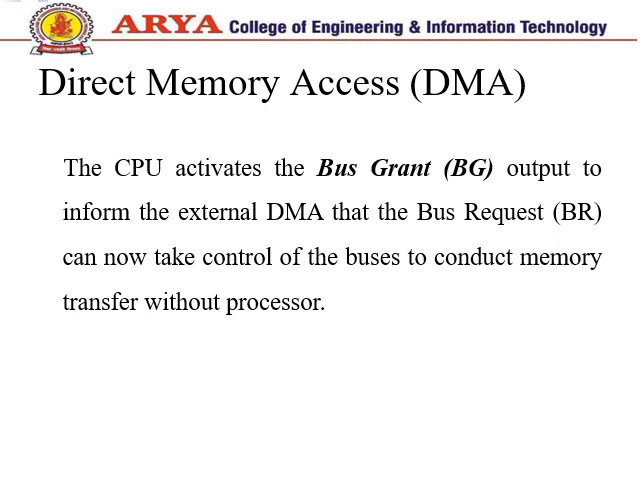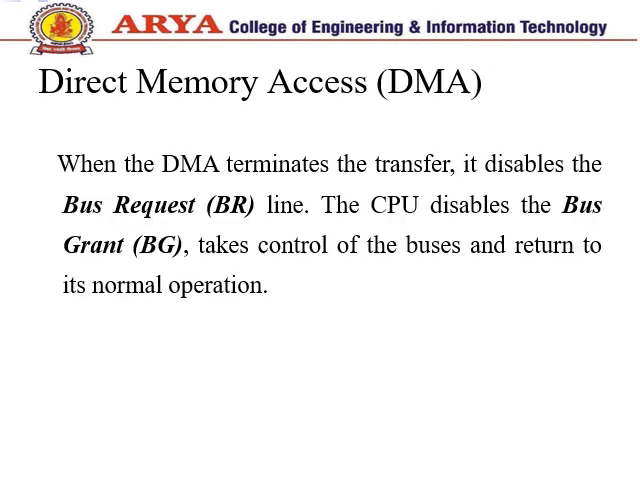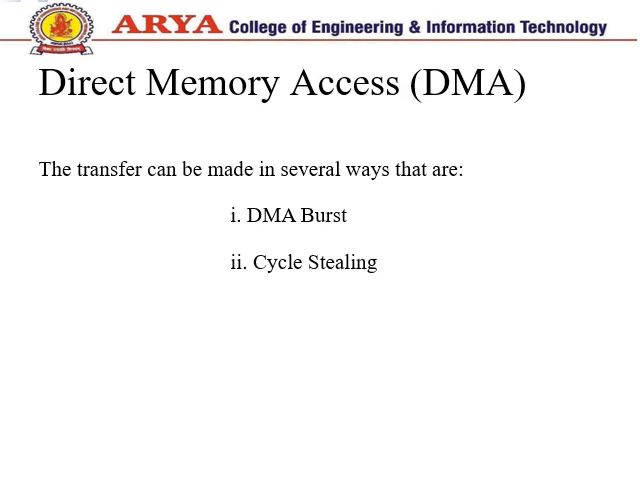The CPU activates the bus grant output to inform the external DMA that the bus request BR can now take control of the buses to conduct memory transfer without the processor. When the DMA terminates the transfer, it disables the bus request BR line. The CPU disables the bus grant BG, takes control of the buses and returns to its normal operation. The transfer can be made in several ways: the first is DMA burst, and the second is cycle stealing.